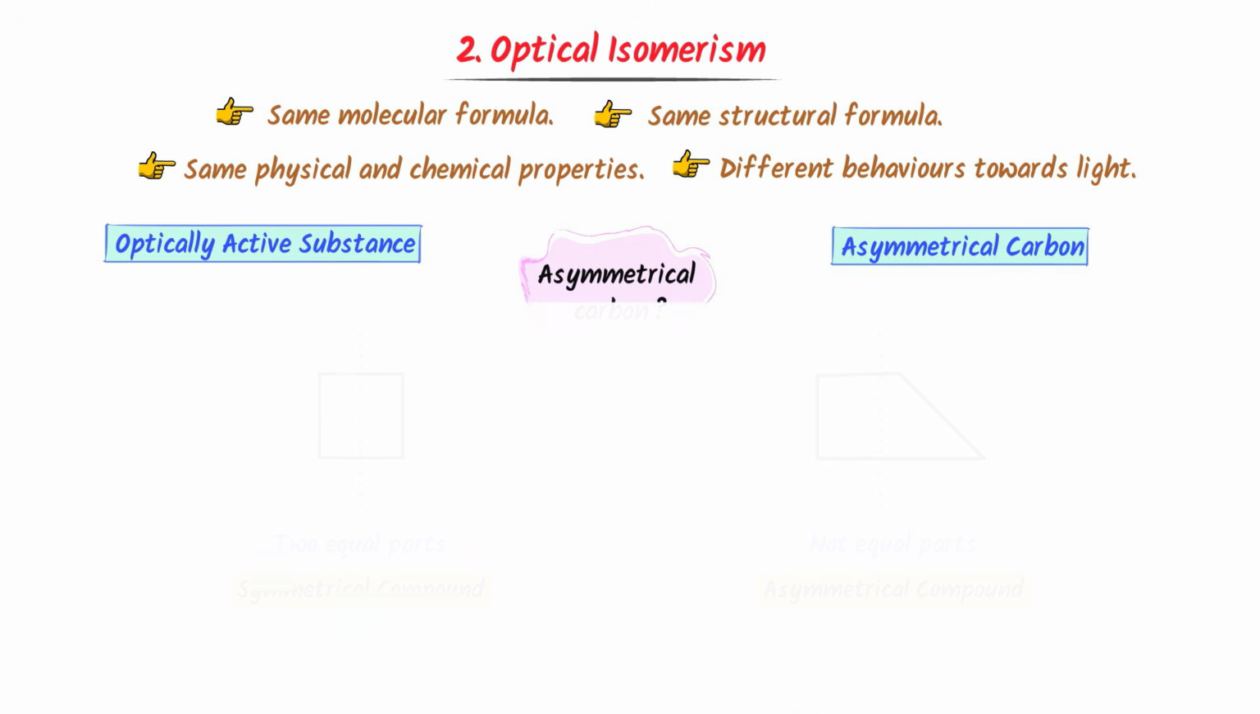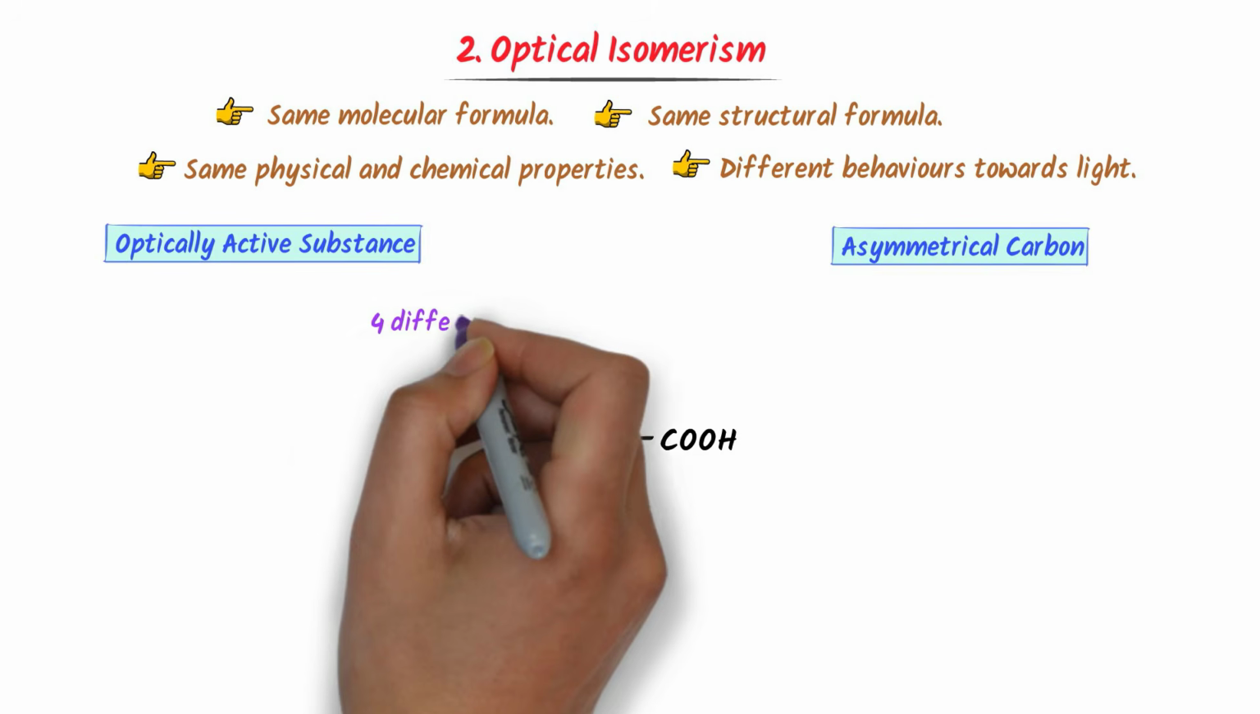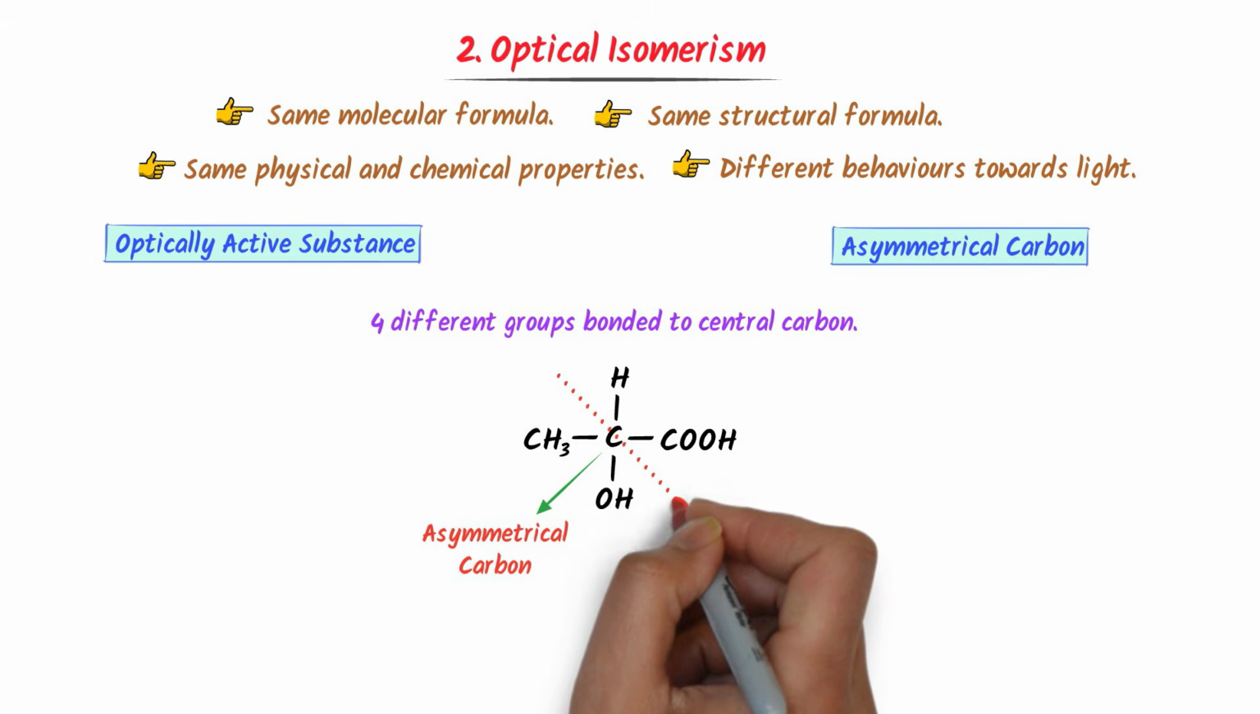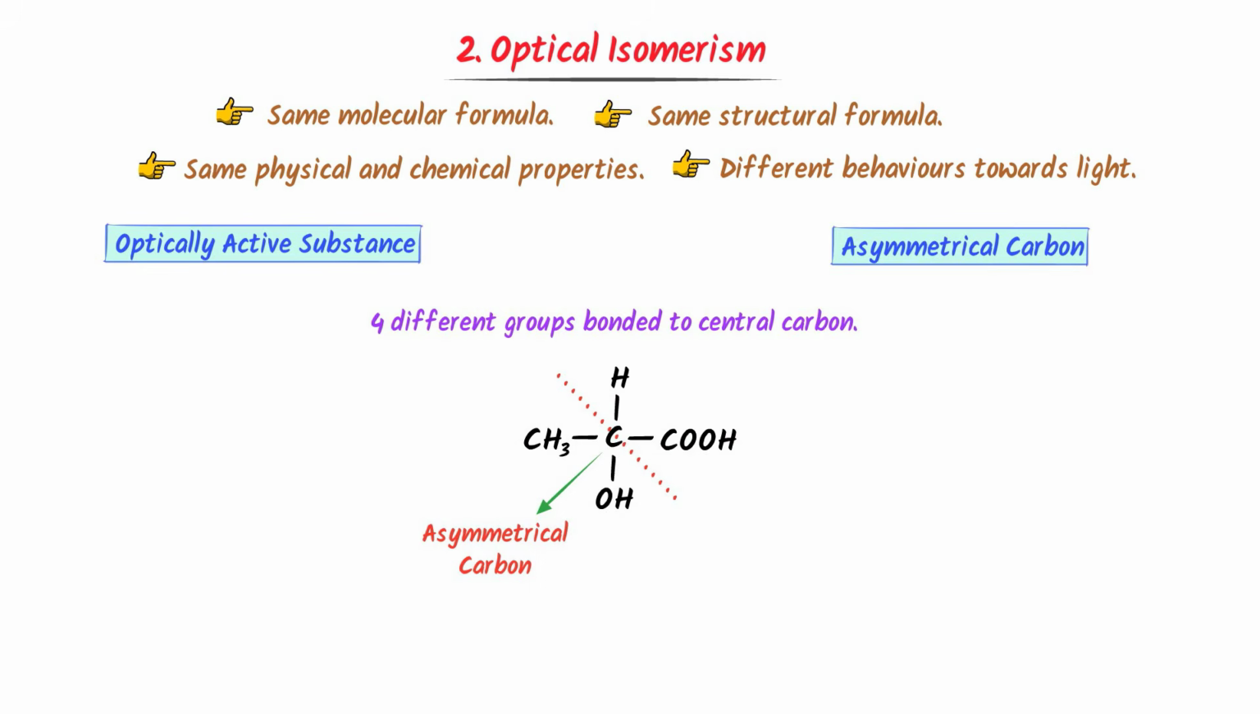Now consider this compound. Here, four different groups are attached to the carbon. We call this carbon an asymmetrical carbon, because if we divide this compound at this carbon, we get two different parts. So it is an asymmetrical carbon. To summarize this whole concept, we have learned that for optical isomerism, we need optically active compounds. Secondly, the compound must have one asymmetrical carbon.